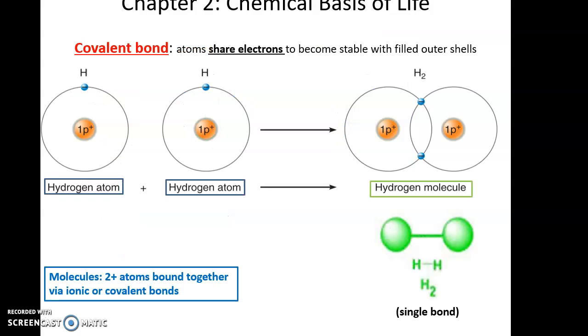All right, another kind of chemical bonding is covalent bonds. Covalent bonds are electron sharing in order to fill the outermost shell. So here we have 2 hydrogen atoms, each with 1 electron in their outermost shell. Each wants 1 more electron, so they will share their electrons. Now they both have 2 electrons, and this forms a hydrogen molecule: 2 hydrogen atoms bound together by a covalent bond. And this is a single bond because they're only sharing 1 electron with each other.